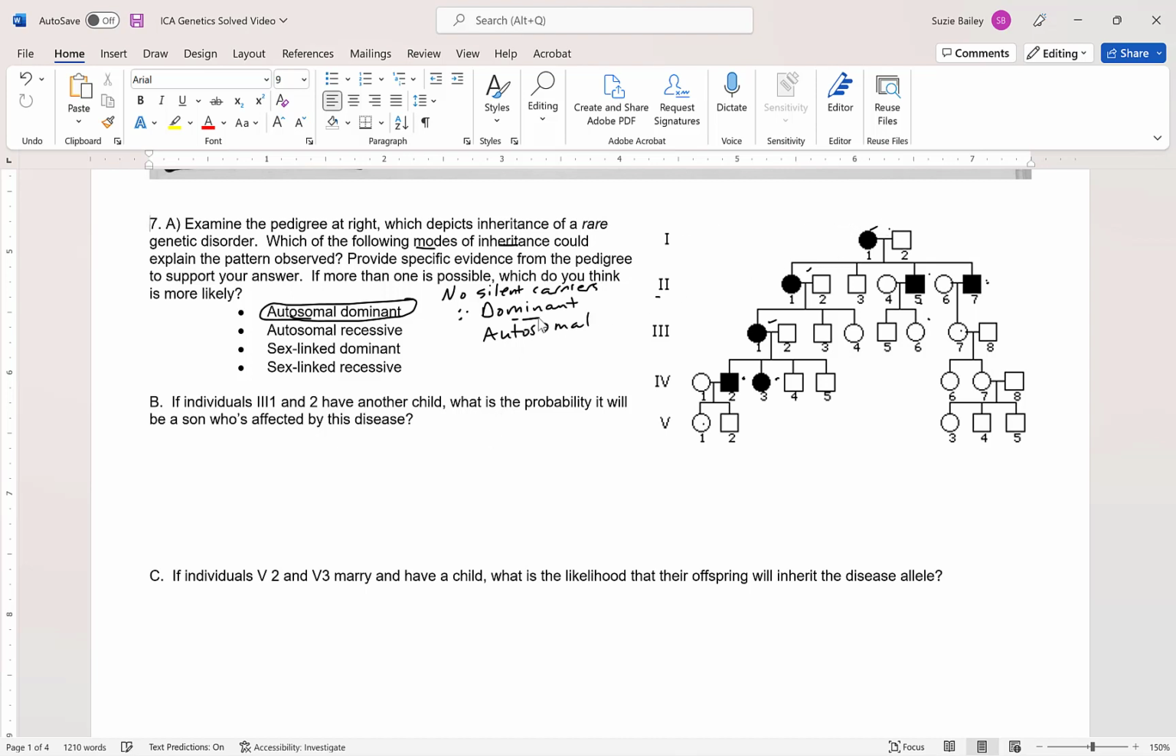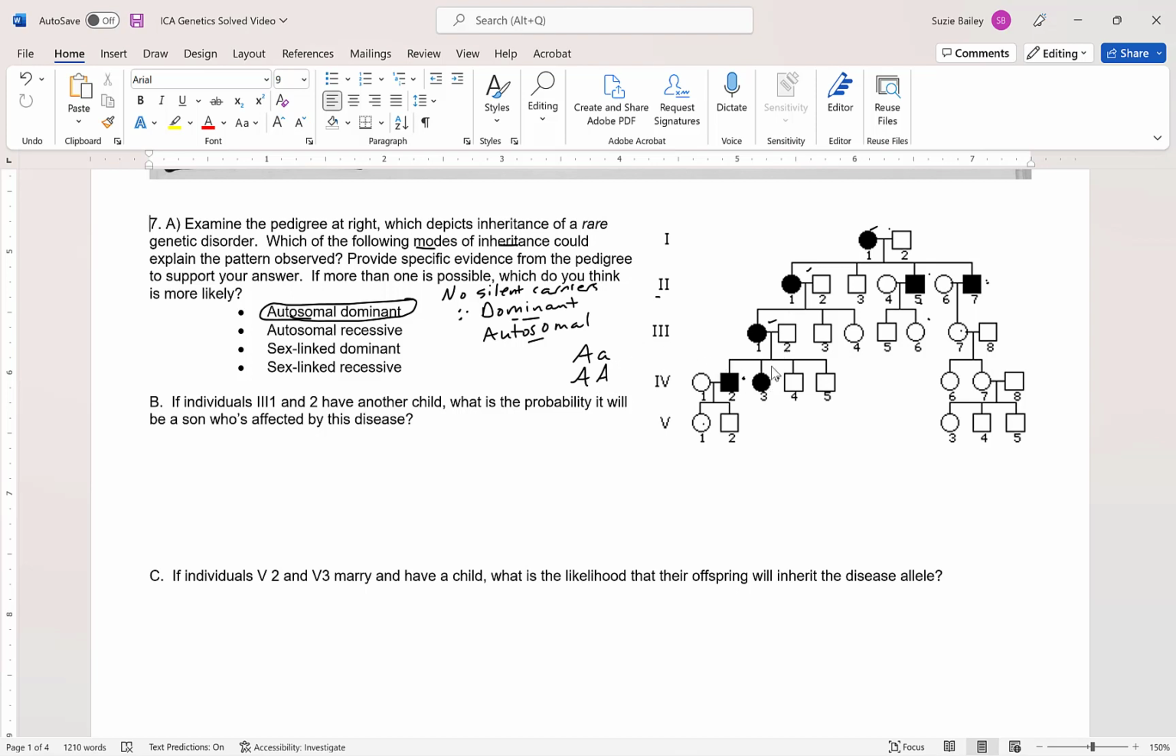So if this is a dominant trait and it's autosomal, we use the letter A. Let's have a look at these individuals and see if we can assign some genotypes. So affected individuals, in theory, could be heterozygous or homozygous dominant to be showing this dominant trait.